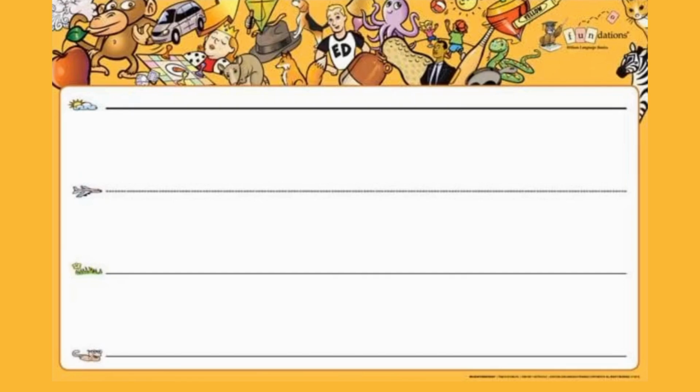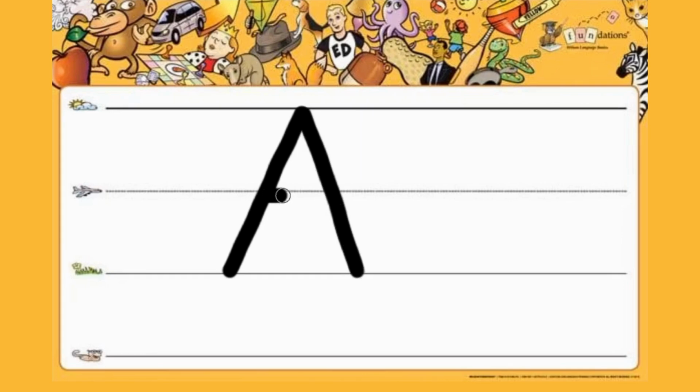For uppercase A, point to the skyline, slide back to the grass line. Start back at the skyline and slide down to the grass line. Cross on the plane line.